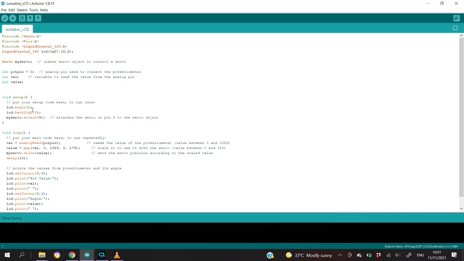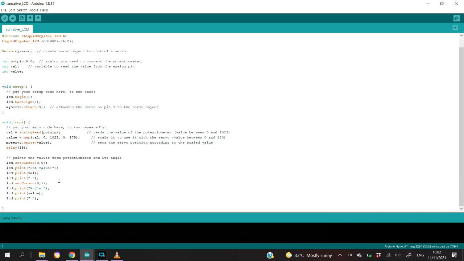and for the setup we initialize the LCD and we declare the servo motor is attached to pin 9. So we declare the val is the value from the potentiometer, the value is the scaled value from the potentiometer, and the position is written.